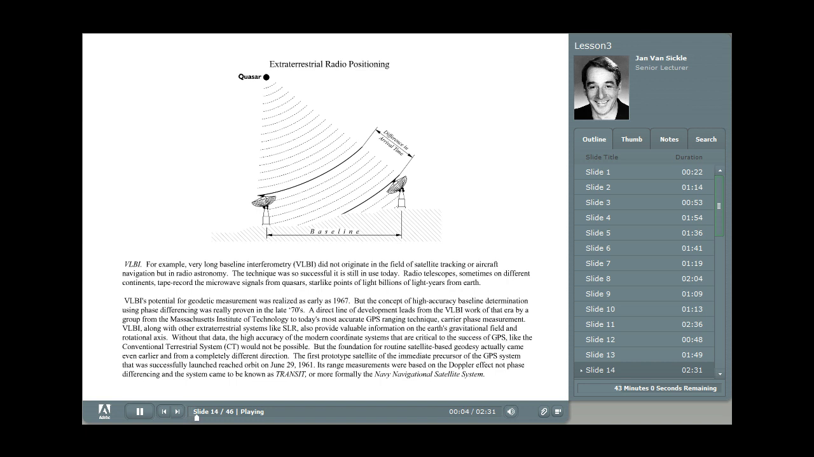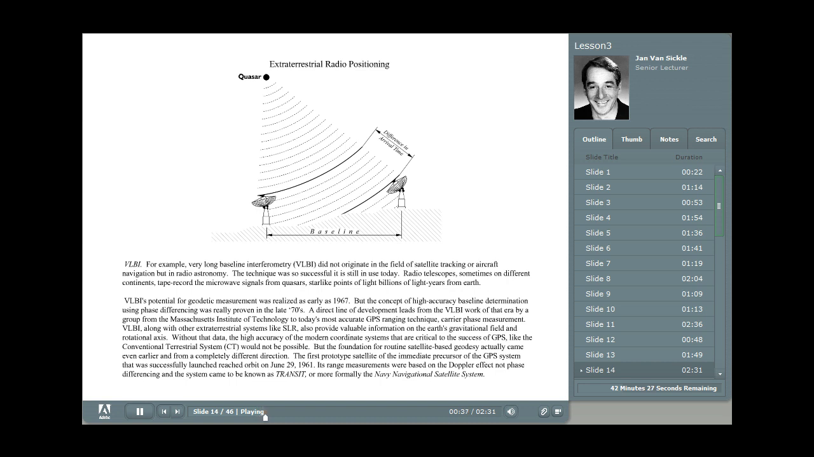Here's an example of interferometry, very long baseline interferometry, or VLBI. Actually, it originated in radio astronomy using a quasar, which is, of course, a very consistent radio source in the sky, and tracking these quasars from radio telescopes that can be on different continents. They can be extraordinary distances determined very accurately using interferometry.